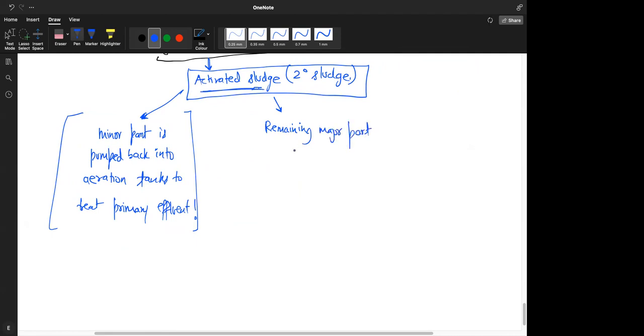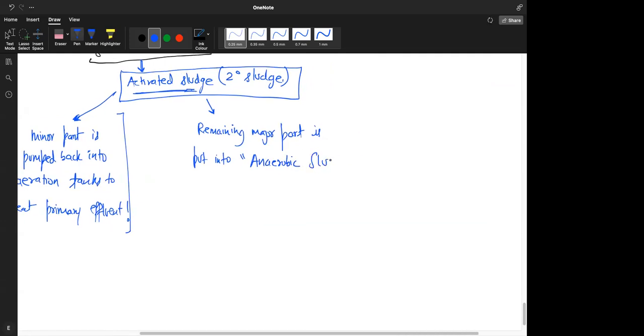Instead of just throwing it, we can put it into large tanks called sludge digesters. Now they are anaerobic sludge digesters. Now why are we doing this?